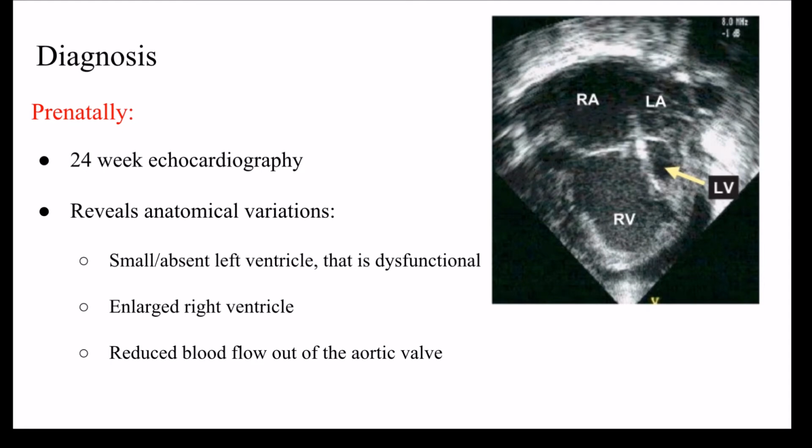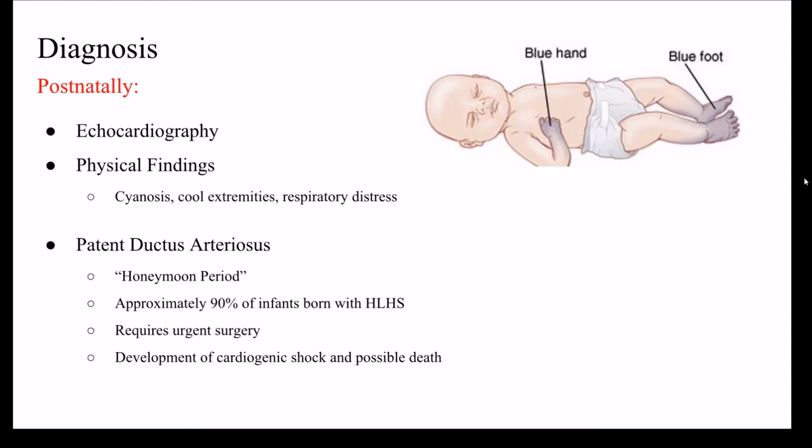Echocardiographic imaging at the 24-week ultrasound may detect anatomical variations that allow for detection of HLHS, including an enlarged right ventricle and a small dysfunctional left ventricle. Postnatal diagnosis is accomplished through the use of echocardiography as well as through physical changes that can be observed once a baby is born, such as cyanosis, which is a blue coloration of the skin of the hands, feet, and lips, as well as cool extremities and trouble breathing.